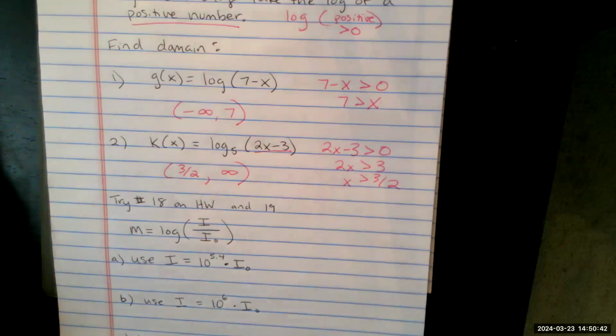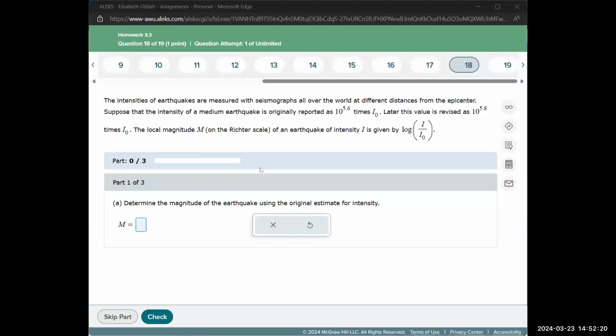Okay, we're going to look at the homework to see the 1 or 2 word problems. If I have it open. Might need to find it real fast. Okay, I have found it. So this is number 18 on 3.3.